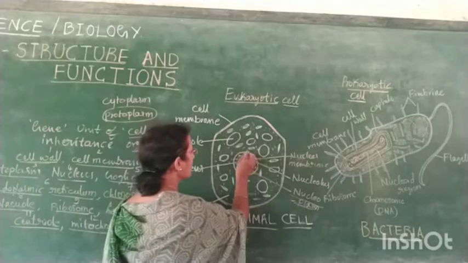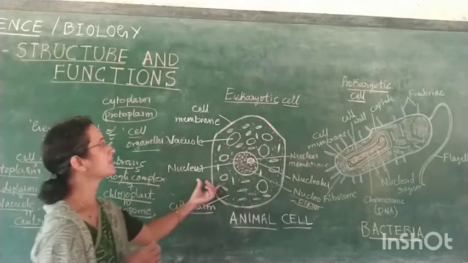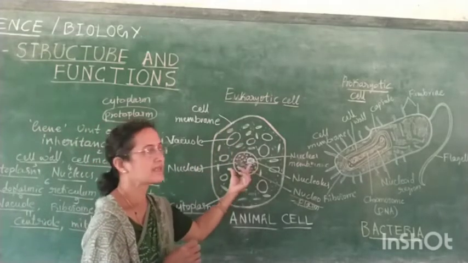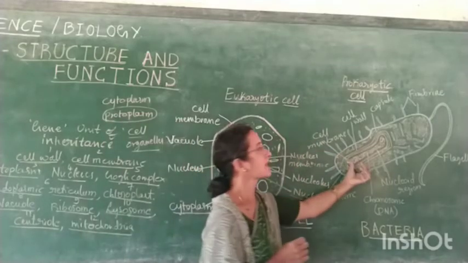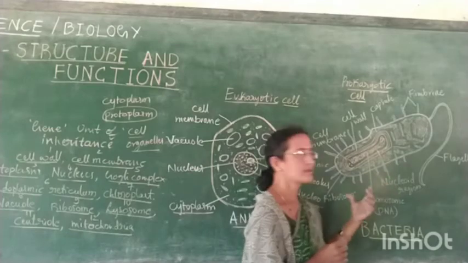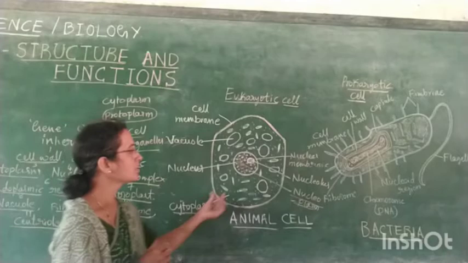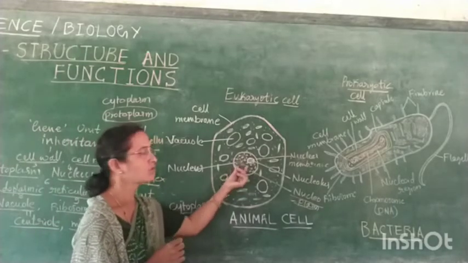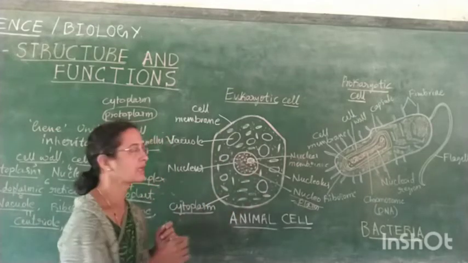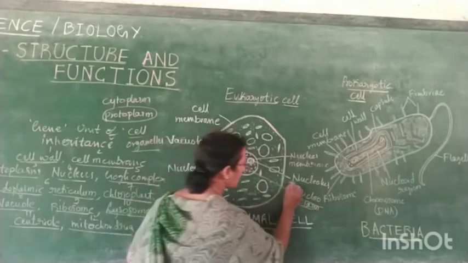This nuclear membrane is present in certain types of cells, called eukaryotic cells, whereas it is absent in some cells like prokaryotic cells. Here you are seeing the bacterial cell. We will be learning that later. The nucleus has nucleoplasm in it and is surrounded by the nuclear membrane. This round, small, spherical structure is called nucleolus.